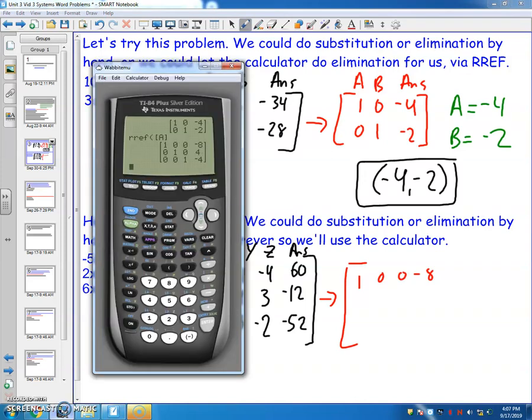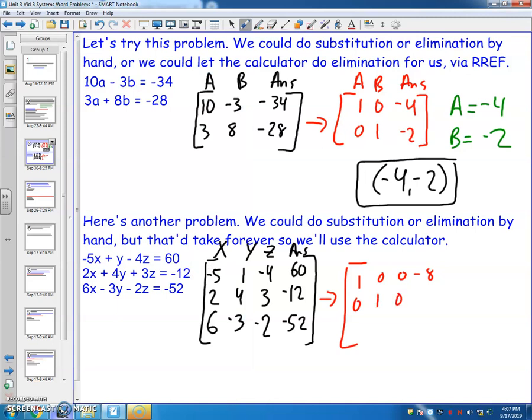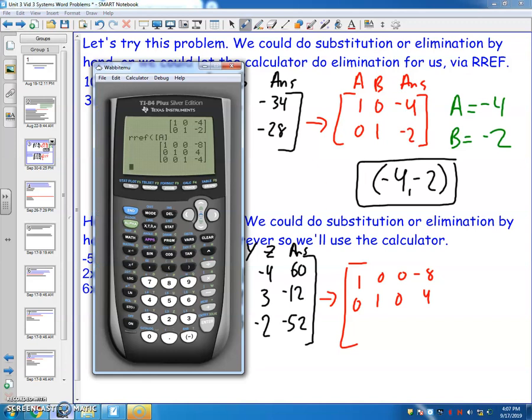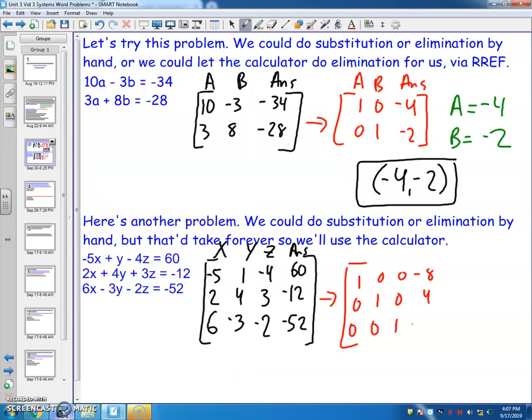Second one said 0, 1, 0, 4. And the last one said 0, 0, 1, negative 4. Alright, and this is the x column, the y column, the z column, the answer column.